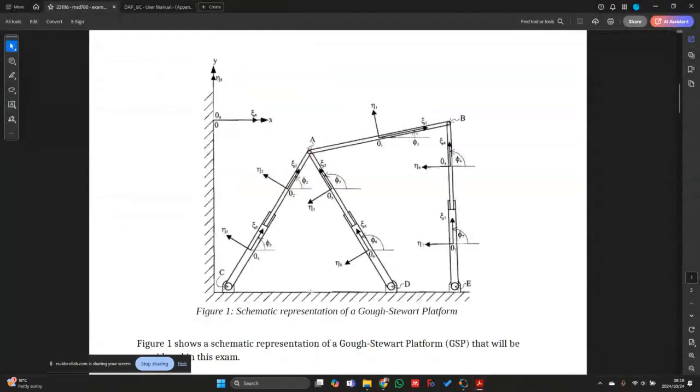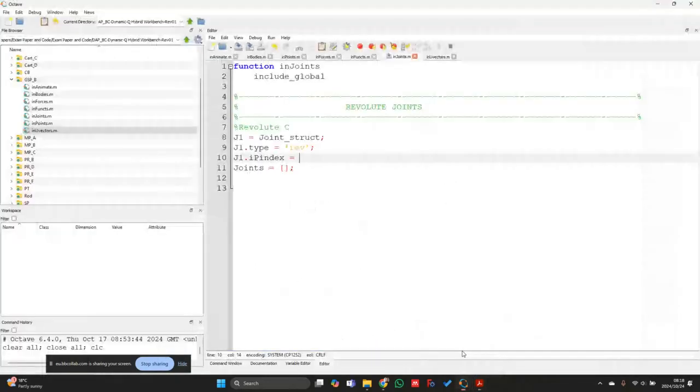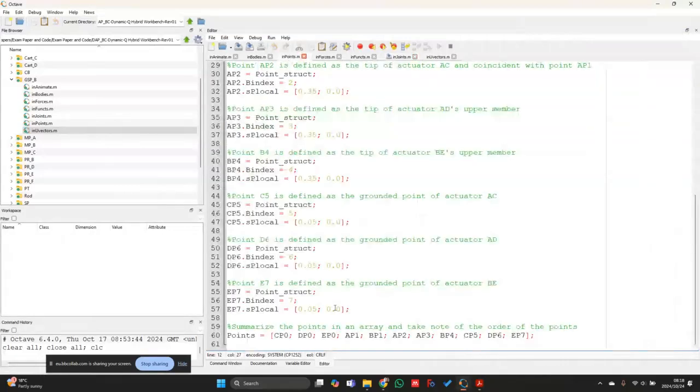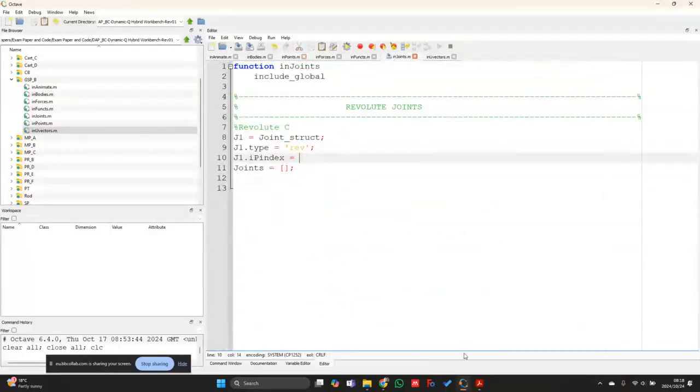Okay, so to do that, I'm first going to say J1.IP index, so point index I. And I now know that the revolute joint acts between bodies 0 and 5. So I'm perhaps going to use CP5 as point index I. So that would be 1, 2, 3, 4, 5, 6, 7, 8, 9. So index 9 that I want to use over there. And then I also have index 1. Okay, so I'm just going to say IP index is 9. And then J1.JP index is equal to 1.